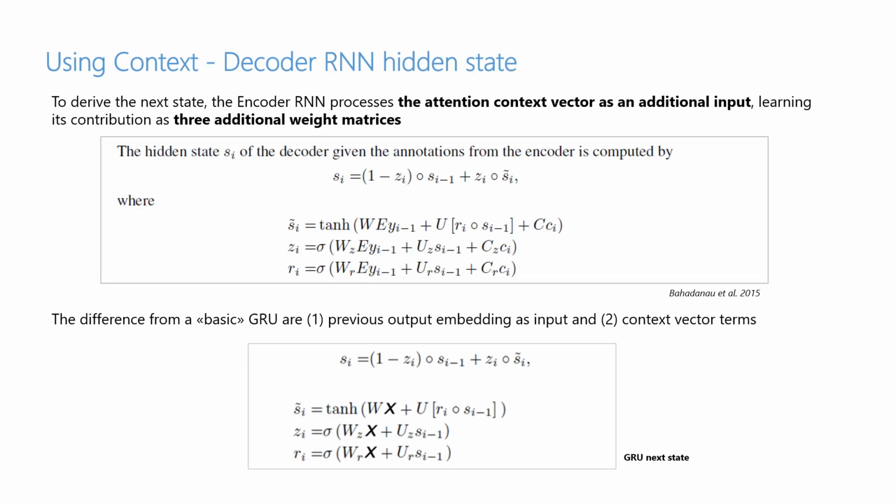So now we are at the stage where we have derived this new context vector that is fed to the next step and can be used to compute the next hidden state. How is this vector used?